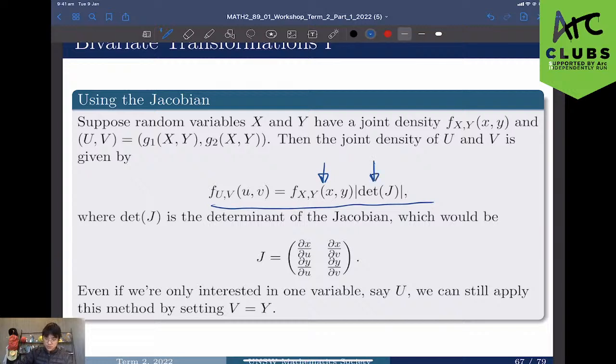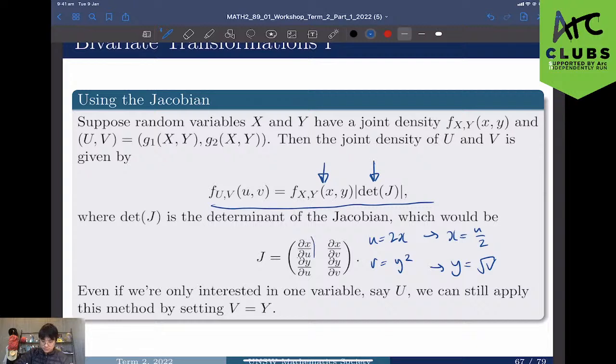And the way we calculate the determinant of the Jacobian is we're going to have u and v in terms of x and y, because that's the transformation. And we're going to have to get x and y in terms of u and v. So we're going to make x in terms of u and y in terms of v. And the reason we do this is because we want to calculate the Jacobian.